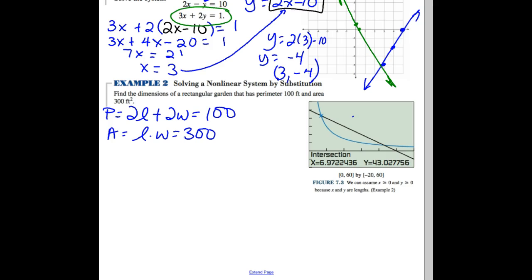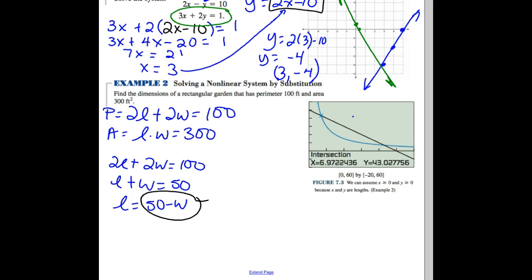It doesn't matter which. If I take 2L plus 2W equals 100, can I divide everything by 2? So L plus W has to be 50. If 2 L's and 2 W's equal 100, then 1 L and 1 W equals 50. Okay, so I can solve now for L or W, it wouldn't matter. Say I solve for L, I'm going to have 50 minus W. And now I'm going to plug that in. I'm going to substitute that in for the length right there.